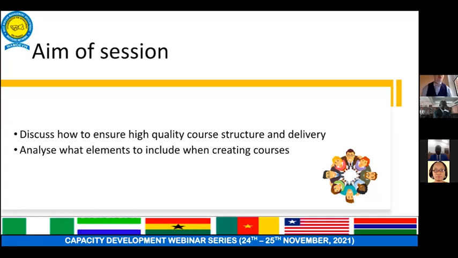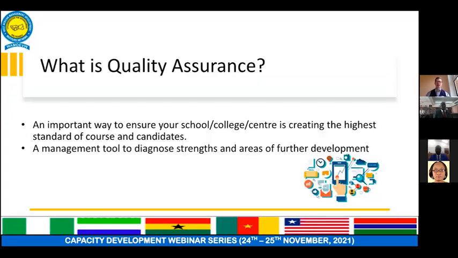And we're also going to be analysing what elements we should be including and thinking about when considering and creating courses as well. So I think first and foremost it's important for us. We're talking about quality assurance as one of our main themes over these 2 days. But what actually is quality assurance?